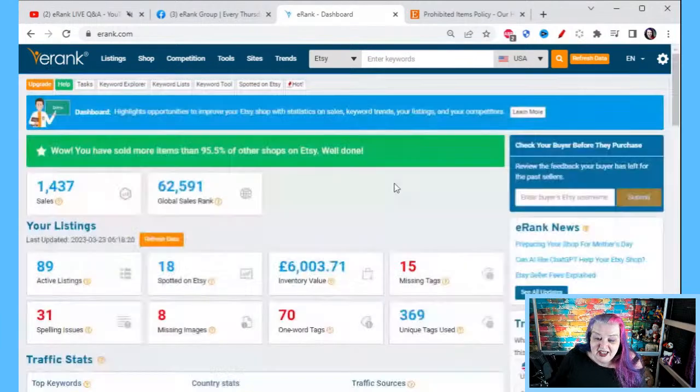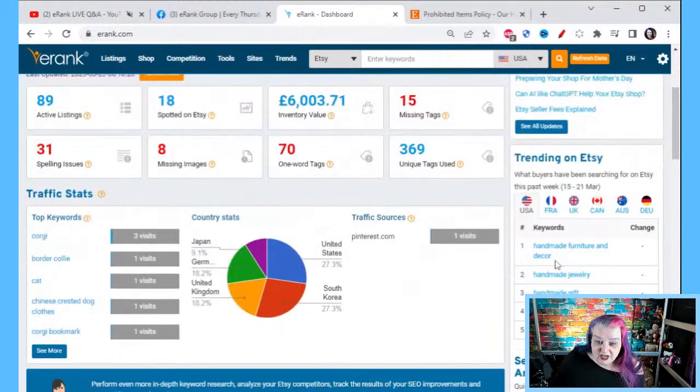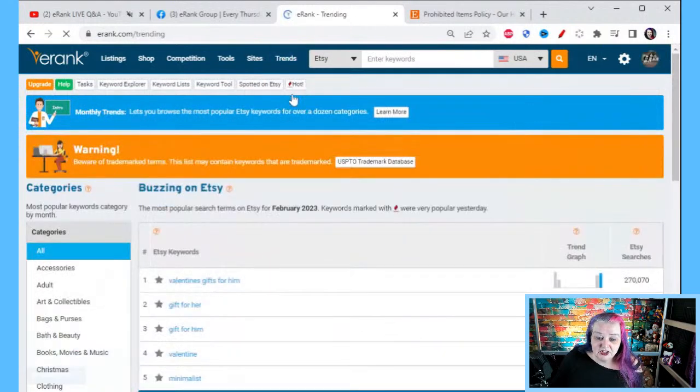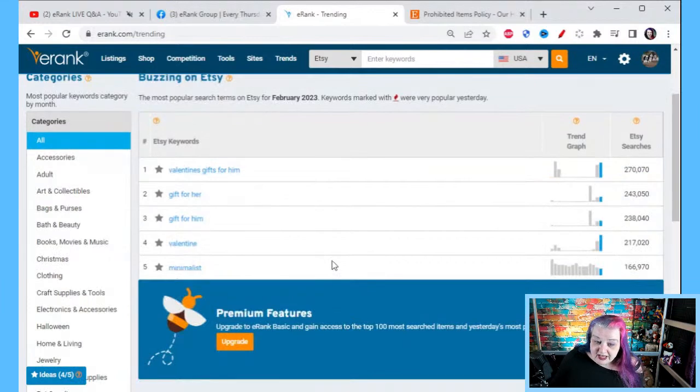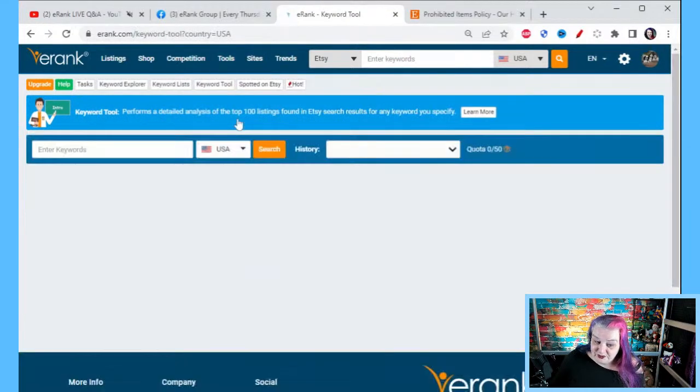So if you're looking for trends and things, firstly, trending on Etsy, you've got this here for free. So you don't necessarily see everything with a free account, but you do see a lot. So you can keep an eye on your trends from right here. You can't get the trend buzz, but we do have the monthly trends. Anything with a little crown on is for the paid subscriptions. So yes, you get just the top 5, but that's enough of a help. So you get a little bit there, but you also get the keyword tool.